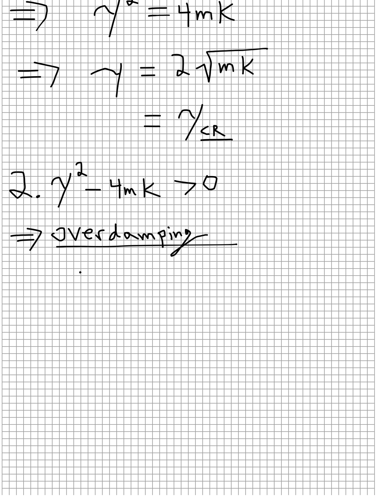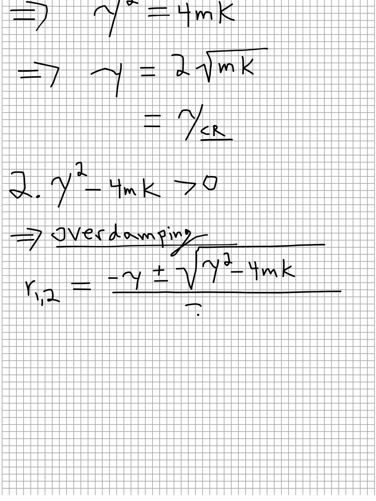All right, so with overdamping, there's a few observations we need to make. First of all, let's recall that our two roots, r1 and r2, were given by the following equation. We had negative gamma plus or minus the square root of gamma squared minus 4 times m times k, all divided by 2m.